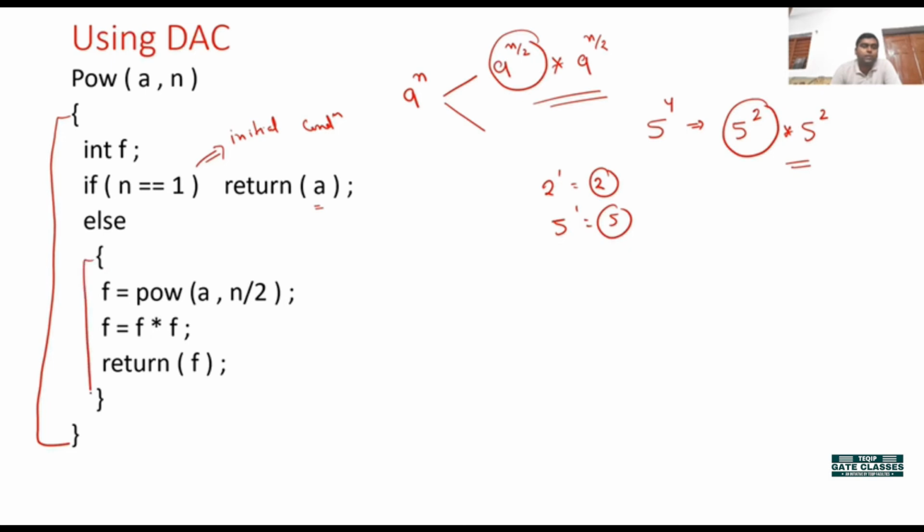Else, otherwise, what will happen in this case? The power of an element will be calculated as power of a comma n by 2. So this is the recursive step. What we are doing in the recursive step: a comma n by 2, again we are calling it for half, and whatever result is coming, we are storing in f and multiplying f with f, updating f, and finally returning f. So see how this algorithm will work. Let us see this.